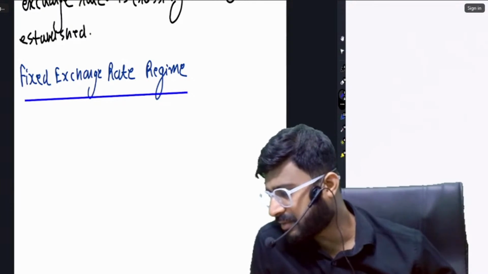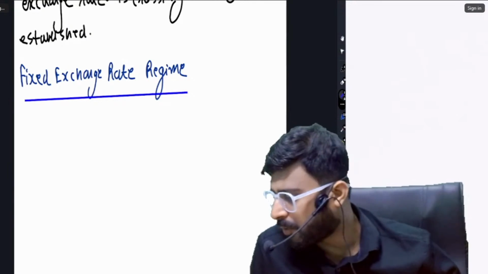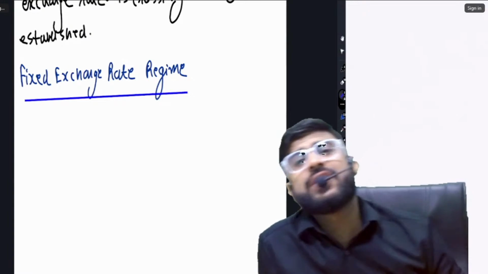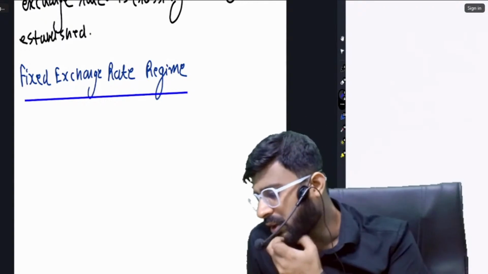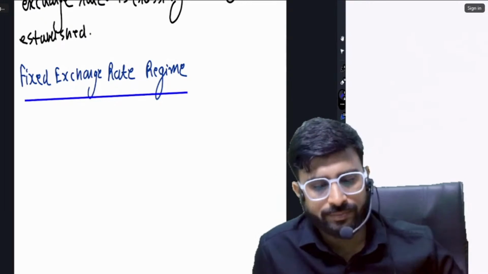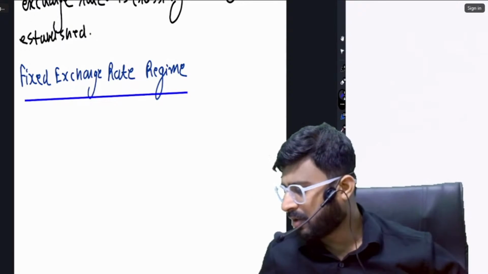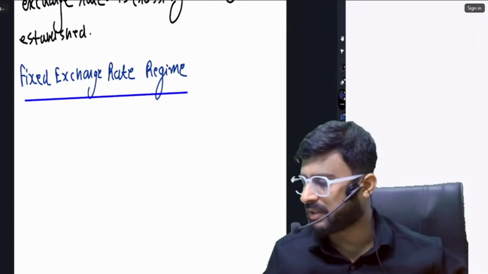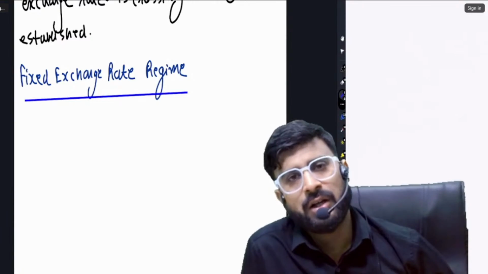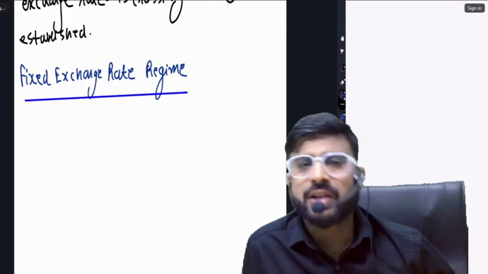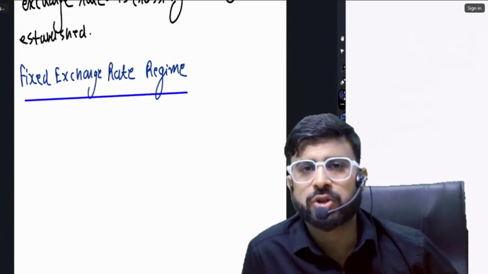Fixed exchange rate regime. So friends, what are we speaking about? We are speaking about the fixed exchange rate regime. What happens here is, friends, the exchange rate is fixed by the government. That's it. Who fixes the exchange rate? The government fixes the exchange rate. Full stop.